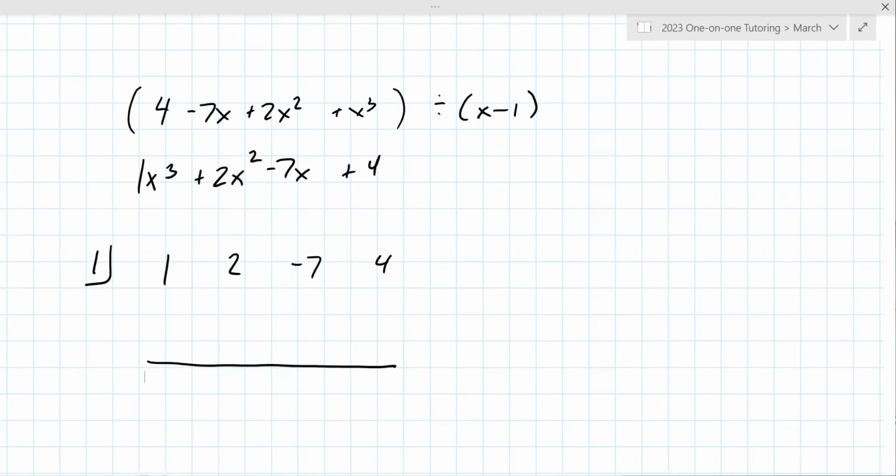So it'd be x squared plus 3x minus 4. Let me check here. That is correct. Is there any remainder? No, there's no remainder. Agreed. Okay, very good.